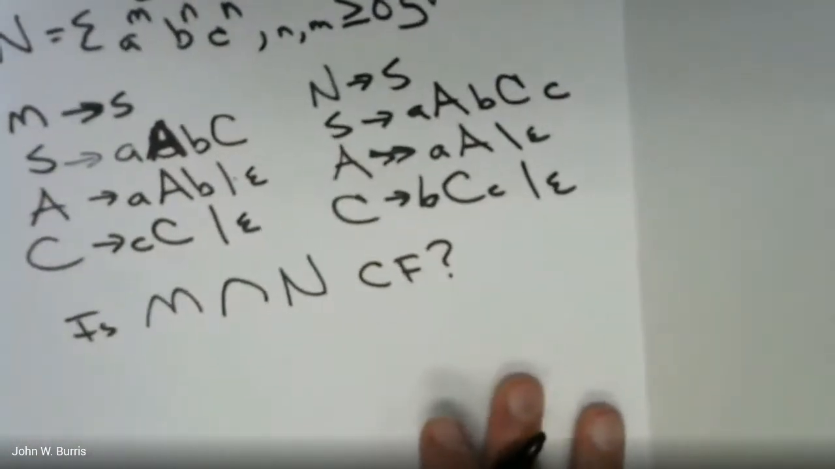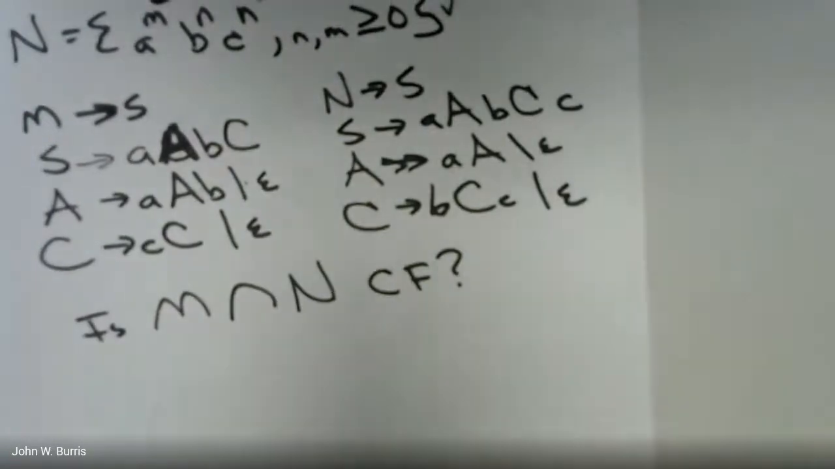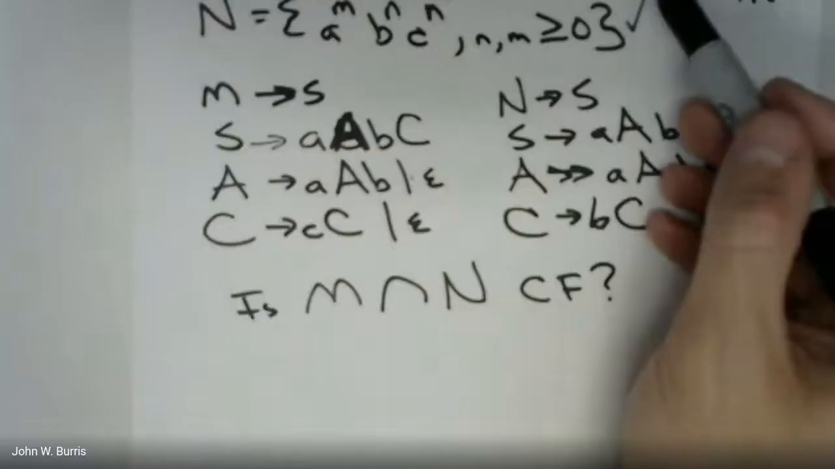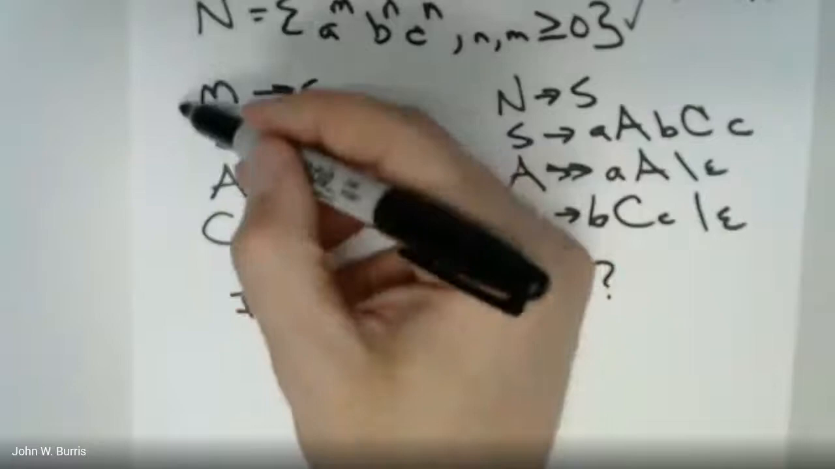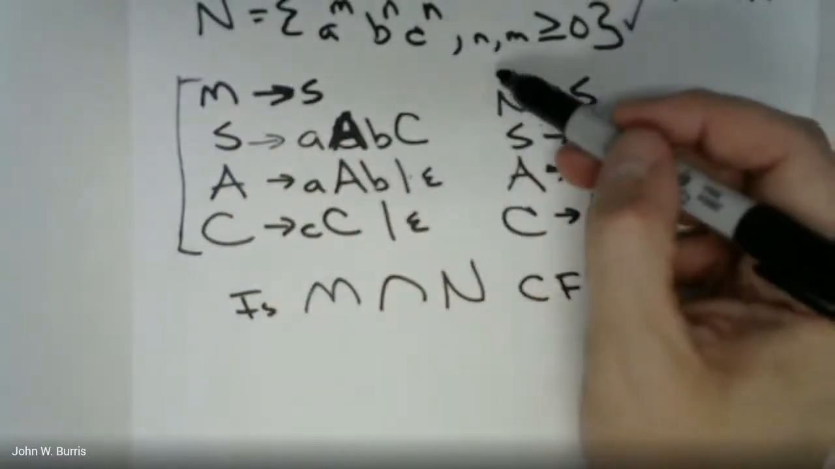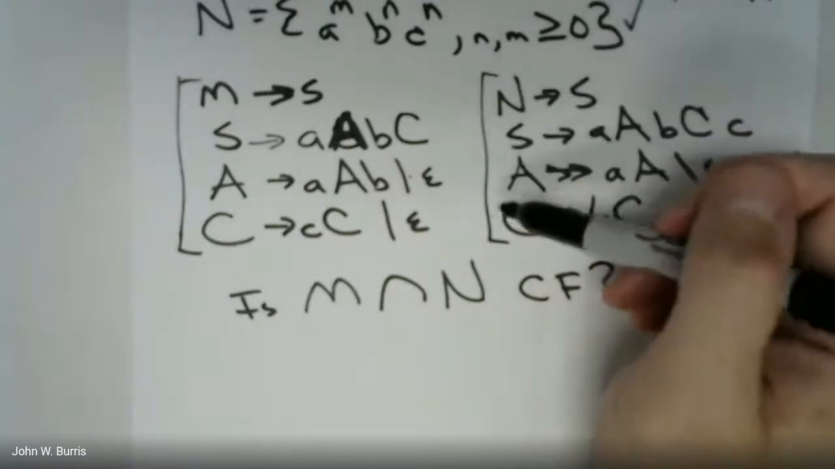What are y'all's thoughts on this? Is M intersect N context free? They would both have to be context free for the intersection to be context free. M is context free. Here's the context free grammar for it. N is context free because here's a context free grammar for it.